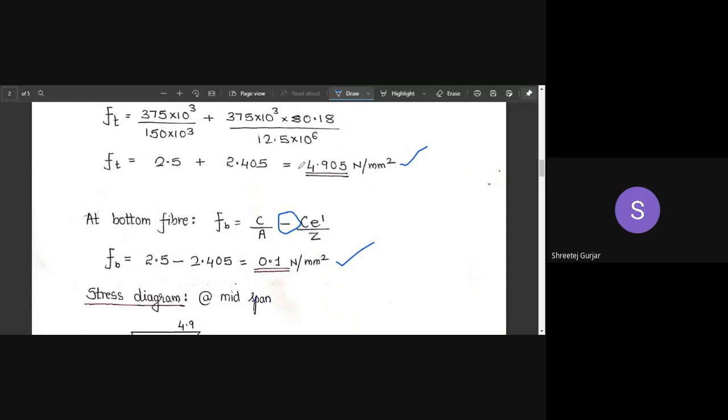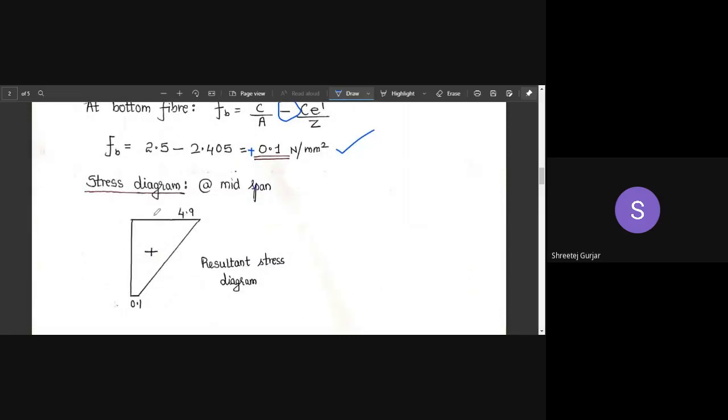So plus 4.95 at top fiber and plus 0.1 at your bottom fiber. That is what we have represented here. Join this by a straight line, and this is nothing but the depth of your beam, the overall depth of your beam, that is capital B. It is positive because both these terms are positive, so the resultant stress diagram will be overall positive. I hope this is clear.